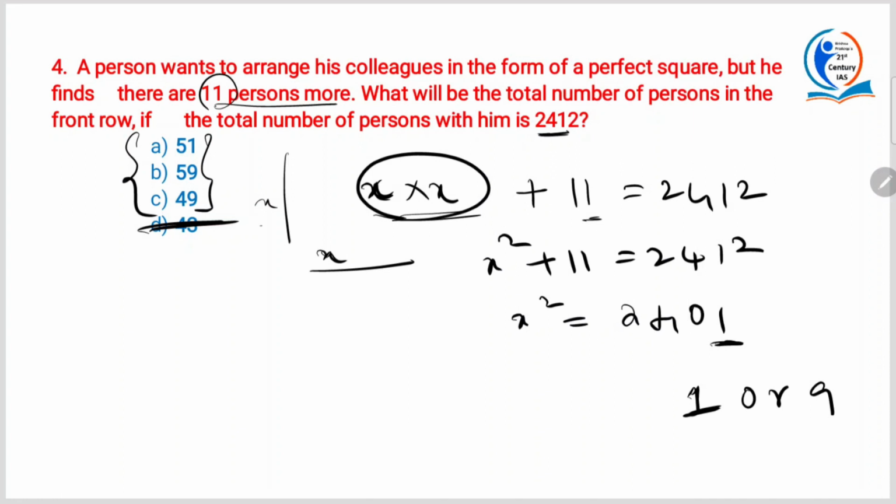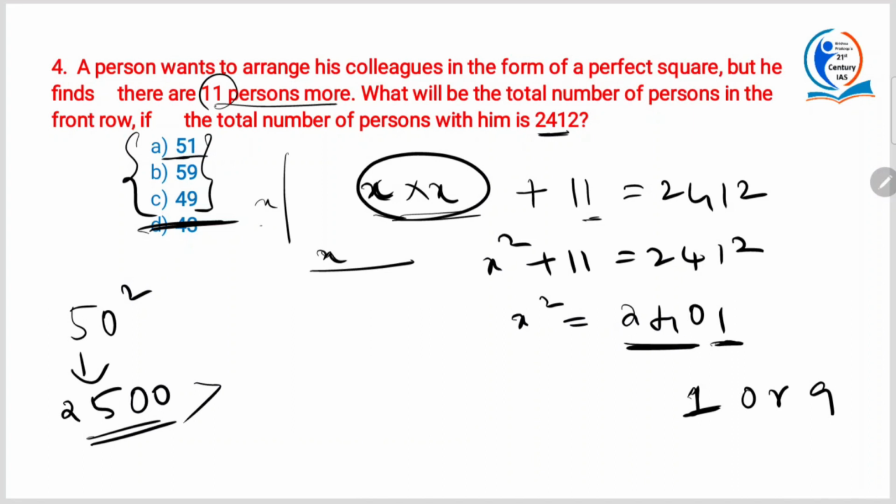Now again observe these options. Don't do calculations just like that for the sake of doing. Observe the options so that you will save some time. Okay, so here 51 and 59. If you don't know what is 51 square, 59 square, but you will know 50 square, no? It is what? 2500. Okay. 50 square itself is 2500. Then 51 square will be more than 2500. But this fellow is 2401. It is less than 2500. No. So this is gone.